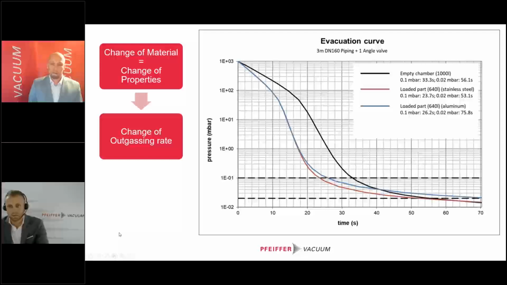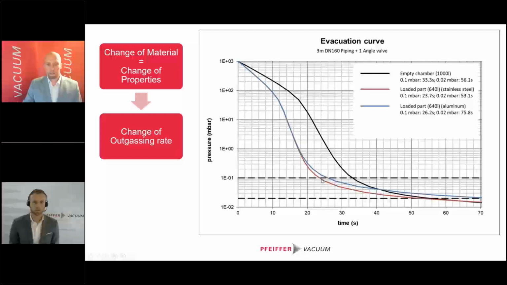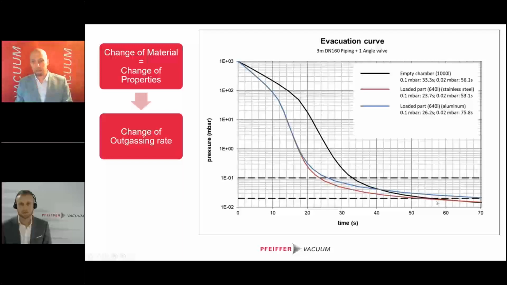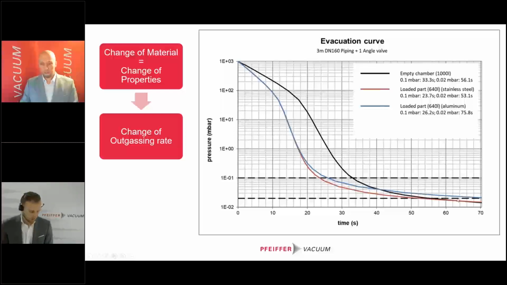With the change of material, the properties of the part you test also change, like the outgassing rate. You see here only a slight decrease for the upper pressure level, as the outgassing or the humidity on the surface is still not the strongest influence. It decreases here by 3 seconds. But when we look at the lower pressure level, it's rather 50% more time, 53 seconds versus 75 seconds.